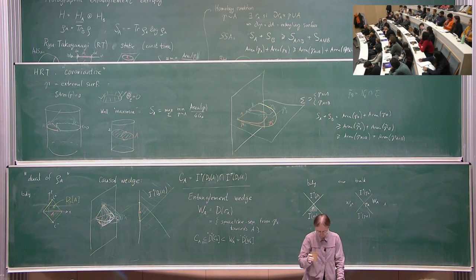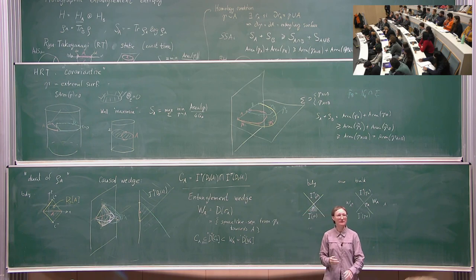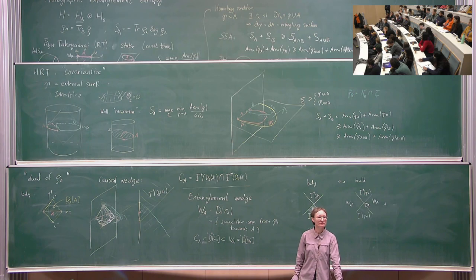So you said that the causal wedge isn't big. You motivated going to the entanglement wedge by saying the causal wedge isn't big enough to capture everything that you want on the boundary. Could you expand on that?